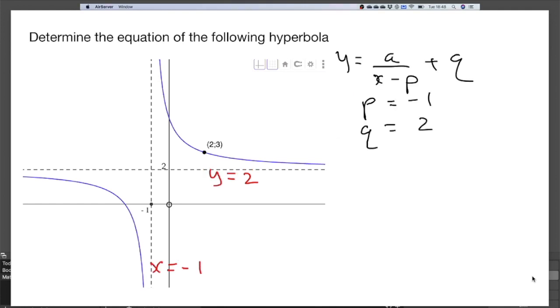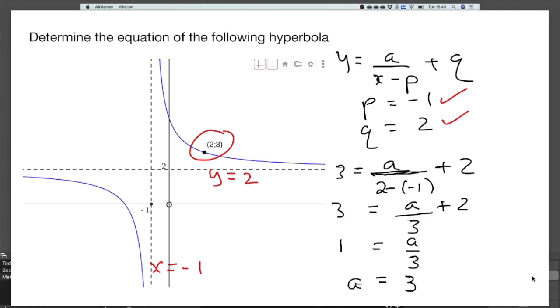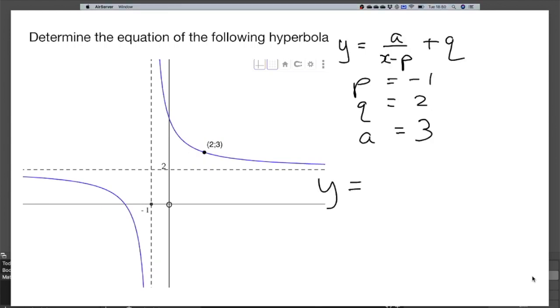Now the only thing that is missing is a. And to get a, we need to substitute in what we know. We know the point (0, 3), so we need to substitute that one in there. We also know p and we also know q. Then we can write our equation. y is equal to 3 divided by x minus p, but p is -1, all that plus q, which is 2.